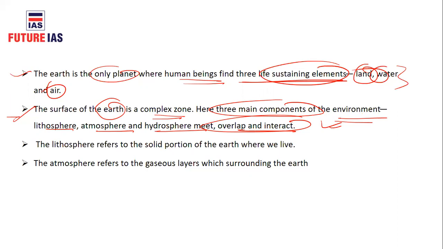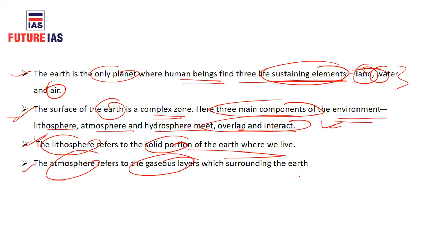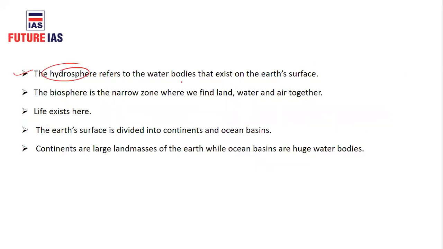As I told you already, the lithosphere is nothing but the solid portion of the earth where we live. The atmosphere is that portion of the earth which is a gaseous envelope surrounding the earth's surface, and it predominantly consists of various gases. For example, nitrogen around 78%, oxygen 21%. You will have other gaseous particles like carbon dioxide and inert gases like argon, neon, krypton, xenon. All such gases are also found. The hydrosphere, as I told you, refers to the domain of water, where you will have predominantly water.